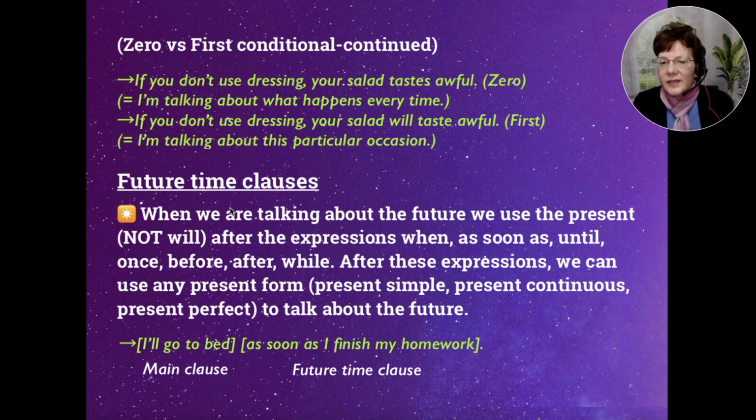So, all right, let's talk about future time clauses. When we are talking about the future, we use the present, not will, after the expressions when, as soon as, until, once, before, after, or while. After these expressions, we can use any present form, like present simple, the continuous, or the perfect form of this, to talk about the future. So, for example, we have these two clauses. I'll go to bed, that's the main clause, as soon as I finish my homework. So that's a future time clause, it means I haven't finished my homework yet, but I will.